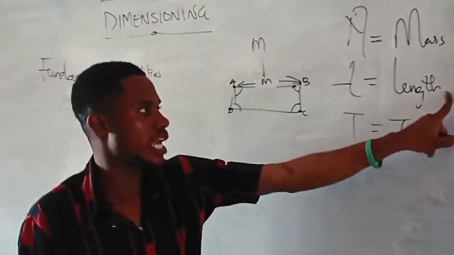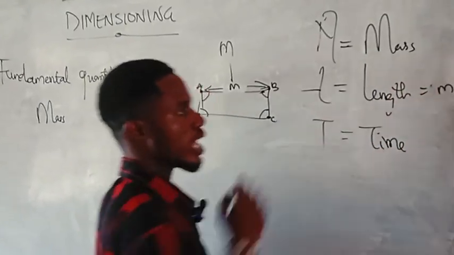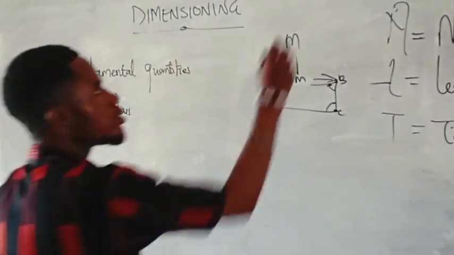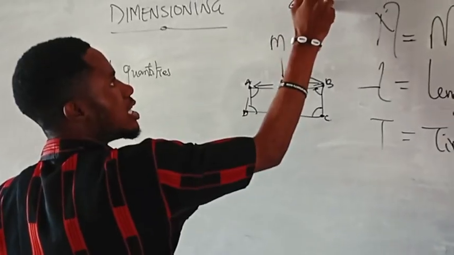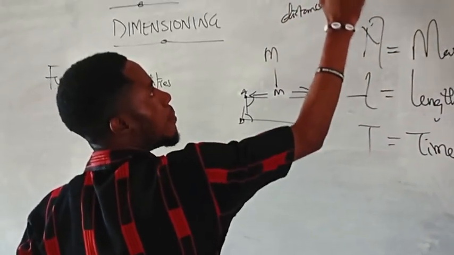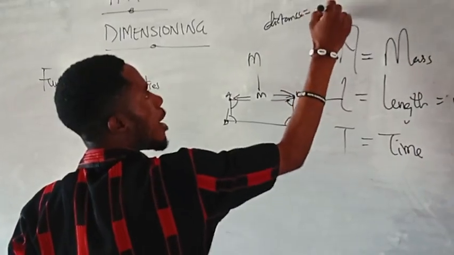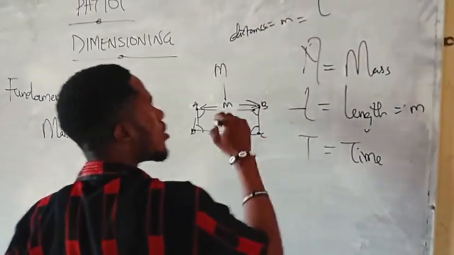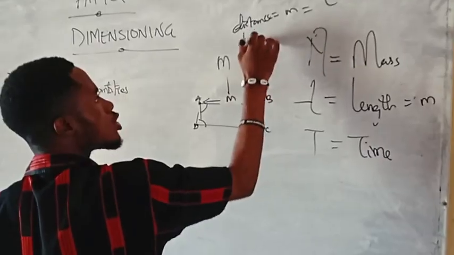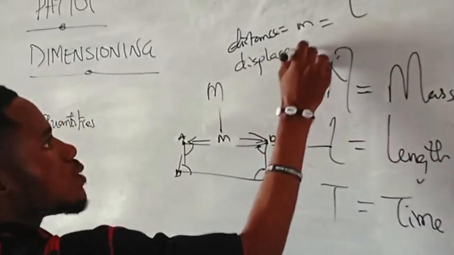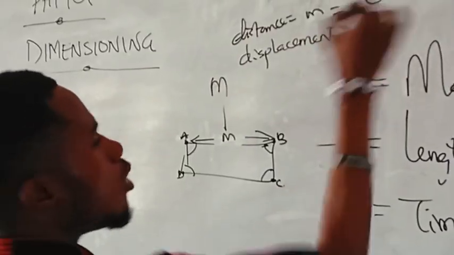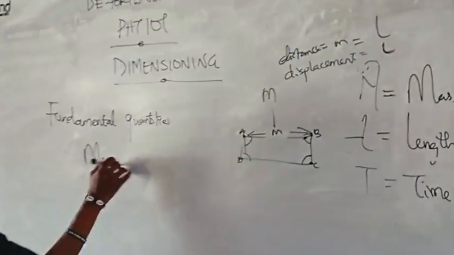That is why the dimension of length is L. Just know that. So anywhere you see distance, the dimension is still L. Displacement, the dimension is also L. Note these things.